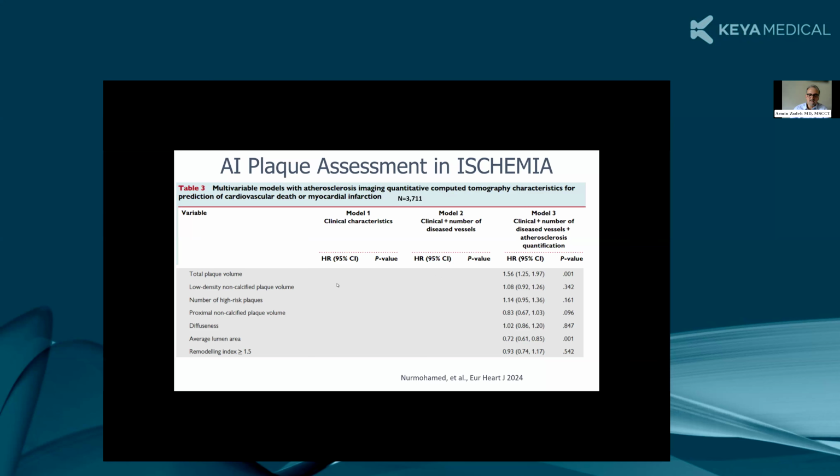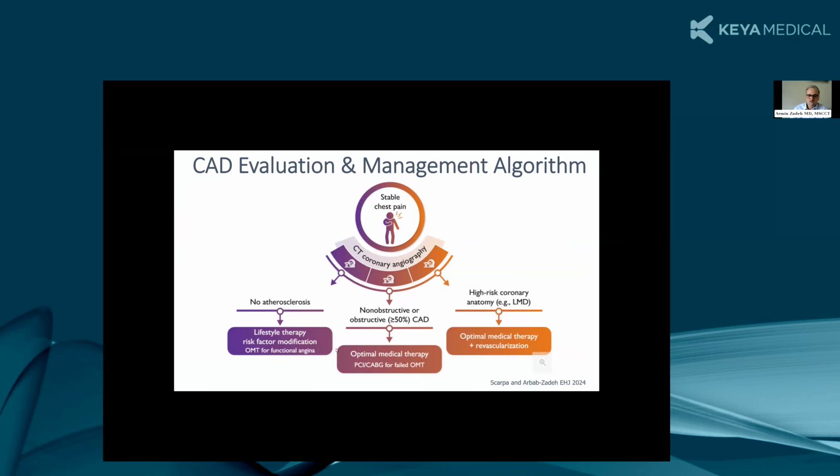Importantly, some of these advanced features, such as low-density non-calcified plaque volume, so-called vulnerable plaque, were not independently predictive. Number of high-risk plaques, not independently predictive. Remodeling index, not predictive. So what I'm saying is, there's still a lot of conflicting data in terms of the utility of some of these features, even before we have tested them prospectively according to their value for patient management. So we're getting closer, but we're not quite there yet. At this point, we're still fairly limited in our assessment.